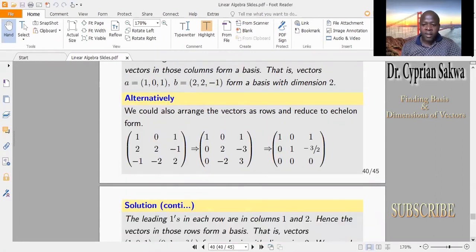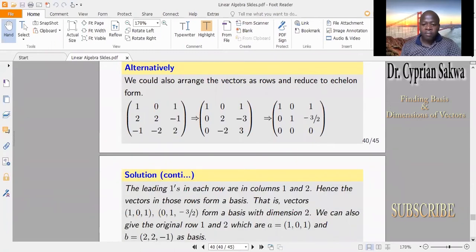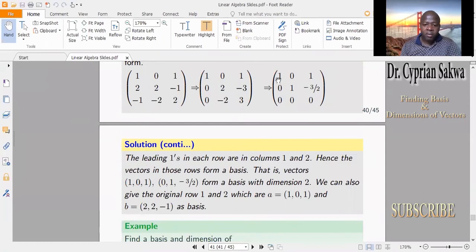The other way, if you arrange the vectors in rows, the other way that we would come up with a basis is that after identifying the leading ones as this one and this, in column 1, column 2, the vectors in those rows form a basis. So I can take vector A and vector B to be the basis, just the same way I had explained. Or alternatively, I could take this vector 1, 0, 1, and this other one 0, 1, negative 3 over 2 to form a basis. So one can give a basis as this, or as this and this.